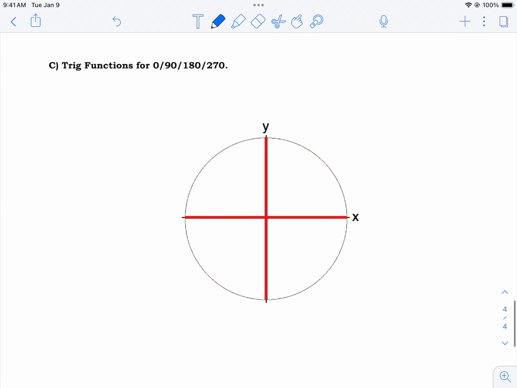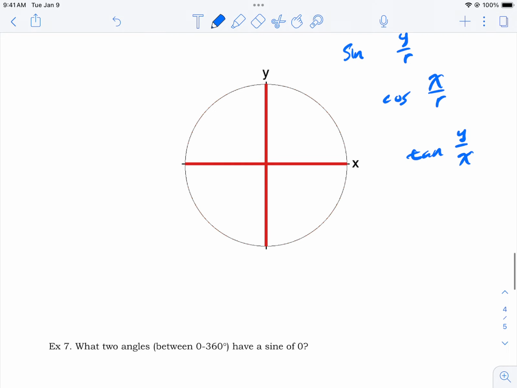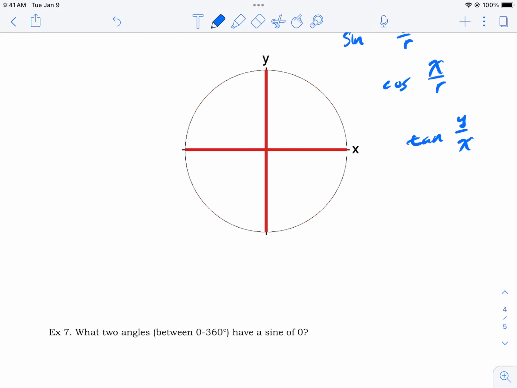So I wanted to end this. This seemed like a good place to squeeze this in. What about the angles that are right on the north, south, east, west, like 0, 90, 180, 270? Notice you can't really define a triangle. How am I supposed to define a triangle? It doesn't come off the axis at all. But we can always fall back on sine is equal to y over r, cosine is equal to x over r, tangent is equal to y over x. And so if you rely on those definitions, you can answer these four questions.